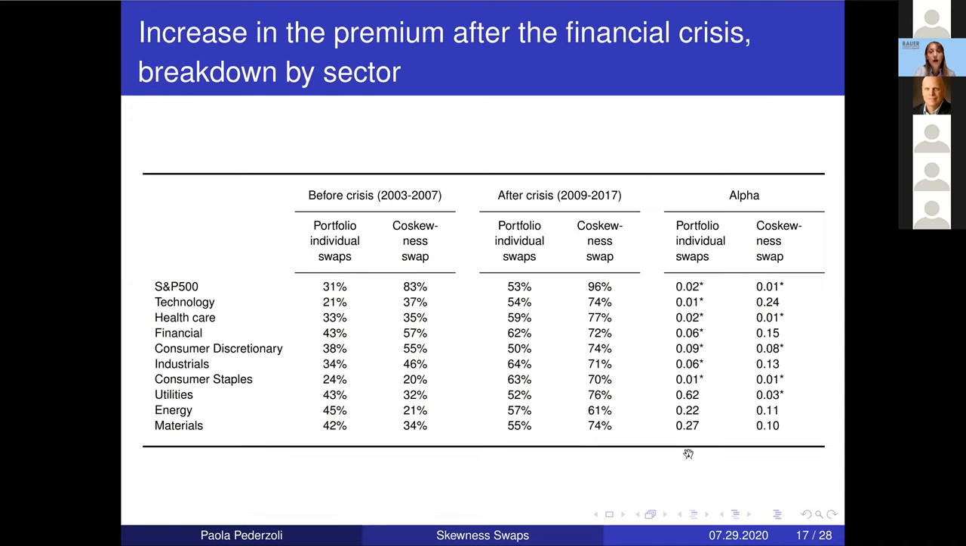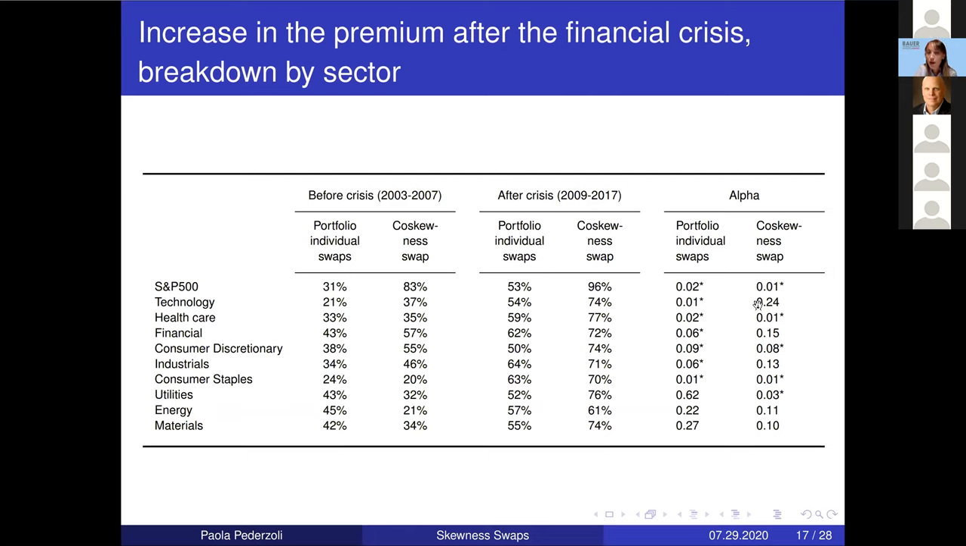So I also break down the results by sector in order to see if there are some special sectors that are driving the results. And I mean, actually there are, but it's pretty homogeneous. So here I'm going to consider the return of the portfolio of individual swaps, and I'm going to compare with the co-skewness risk premium, which is basically a measure of the market crash risk. But I'm going to do it at the sector level. So I look at the numbers for all the sectors. And what I find is that there is an increase for all of them.